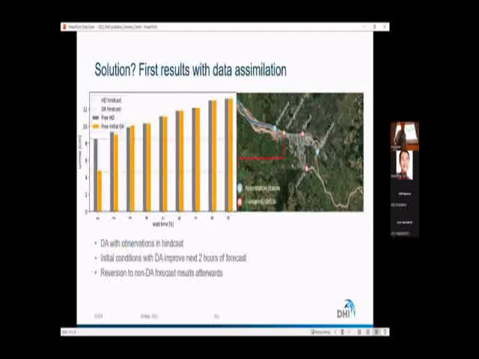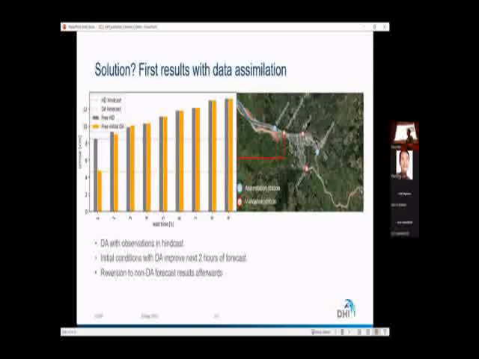So, first results with data assimilation. We can see here, for reference, the free model we've seen before, as it is in the operational model, and we can see what's to be expected. Well, the data assimilation in the first time step, the first hour of forecasting, actually halves the error. So this is quite a significant improvement.